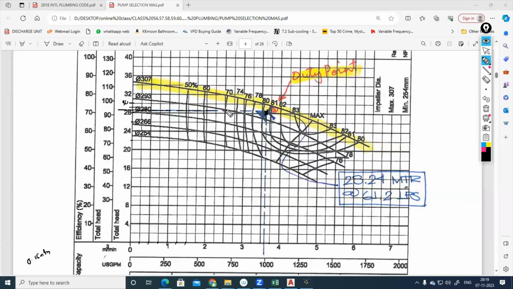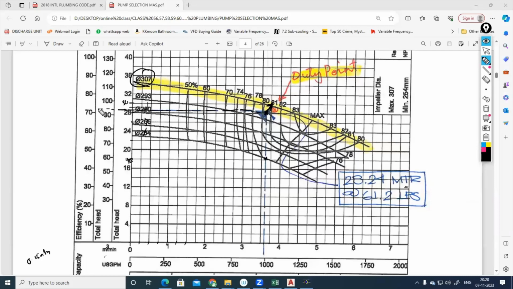When both these lines coincide with this curve, impeller diameter 254 you can't select, because the head is getting only 18 meter. We need 28 meter. So our coinciding point is here, and we select the model just above the coinciding point, not below. Below, it will not satisfy the requirement. So impeller diameter 307. These 3 models are not possible, only the upper 4 models.